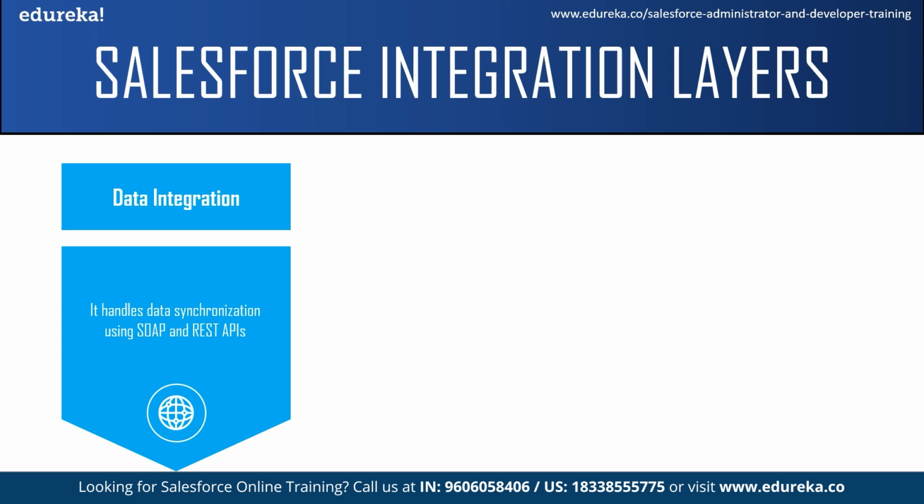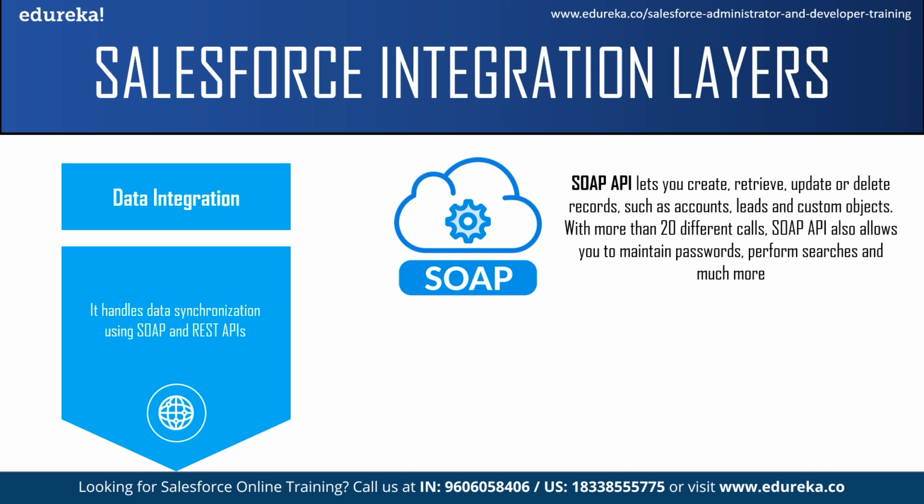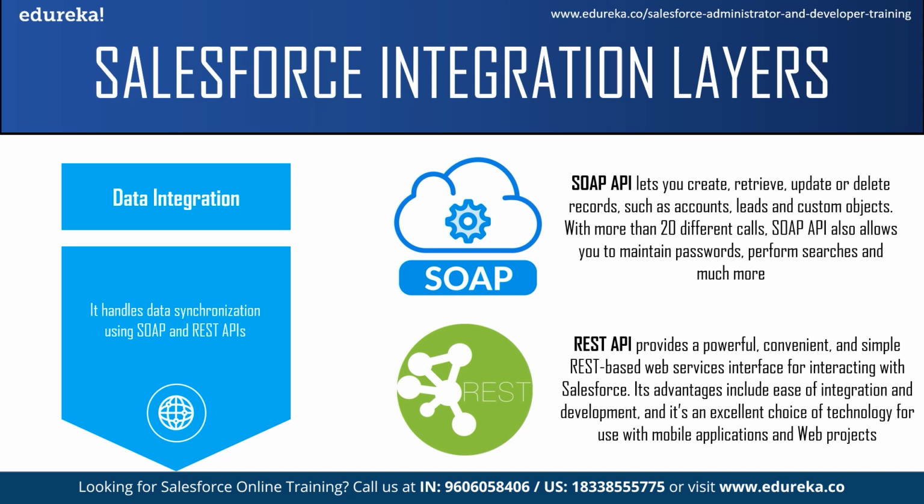So one way to achieve real-time synchronization of data between systems is using SOAP APIs, among all the other options. SOAP APIs let you create, retrieve, update, or delete records such as accounts, leads, and custom objects. With more than 20 different calls, SOAP APIs also allow you to maintain passwords, perform searches, and many more functionalities. You can also use REST APIs.